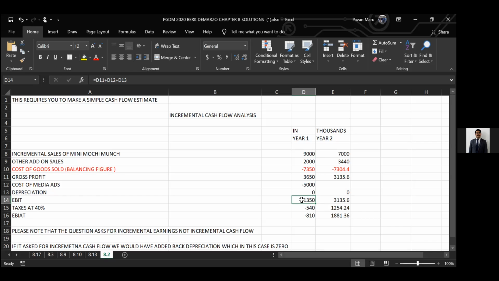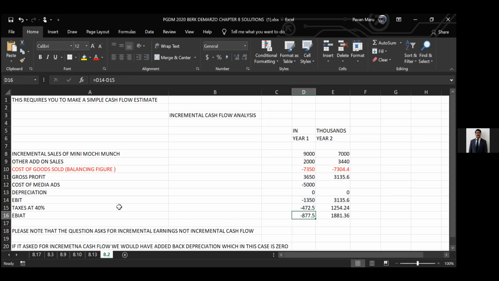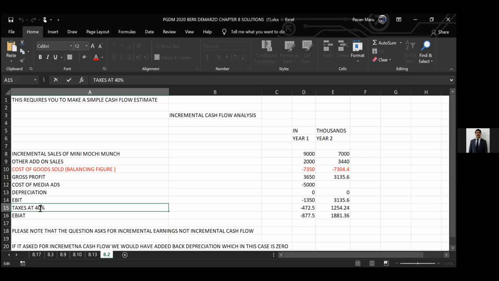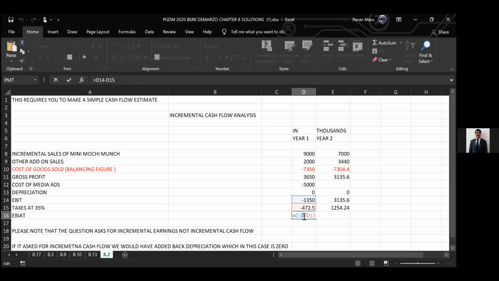Now on this, I will calculate some tax, which is 40% of this. 35% according to the question. So 35%. Now I had this figure. इसके ऊपर मेरे को इतना टैक्स लगा तो मेरा नेट कितना होगा? EBIT minus tax. Understood? So this is my NOPAT.